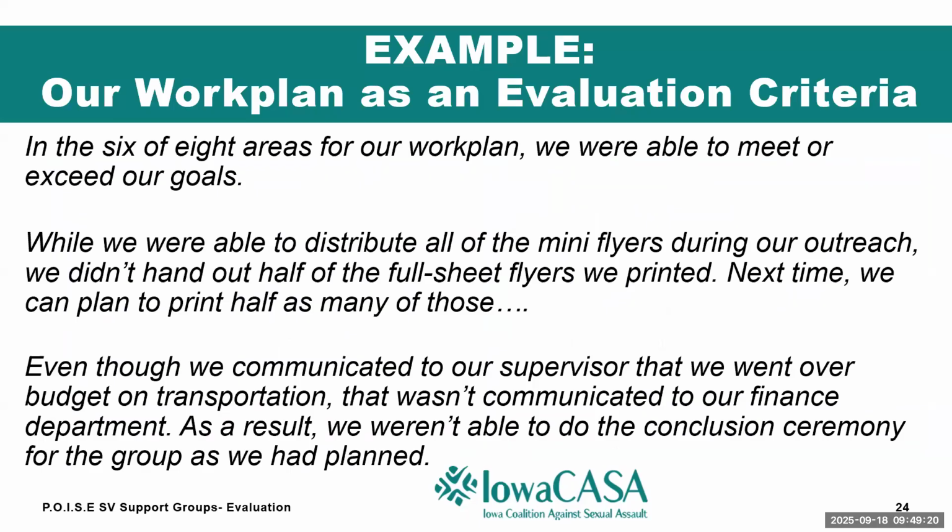So here's another example of what our analysis could look like using work plans as a criteria for our evaluations. In 6 of the 8 areas for our work plan, we were able to meet and exceed our goals. While we were able to distribute all the mini flyers during our outreach, we didn't hand out half of the full sheet flyers we printed. Next time, we can plan to print half as many of those flyers.